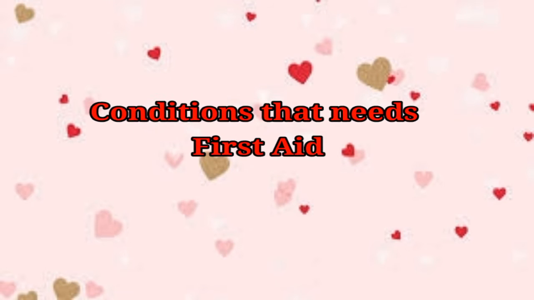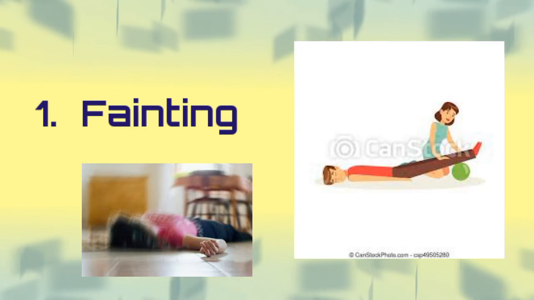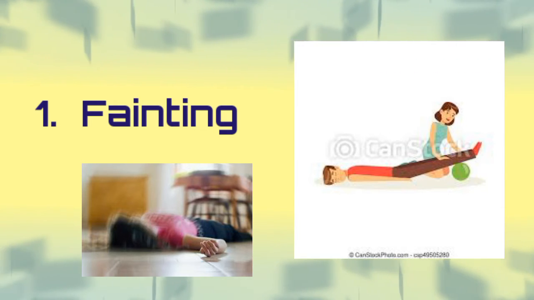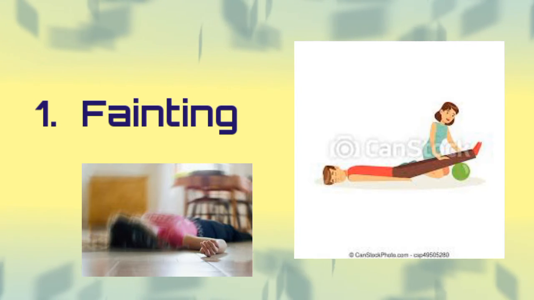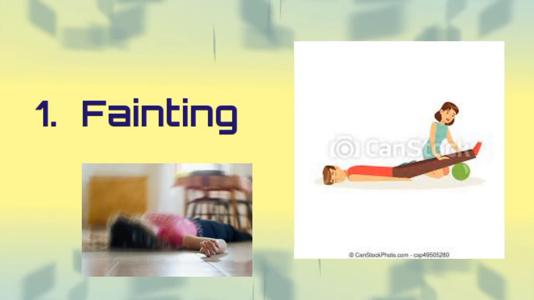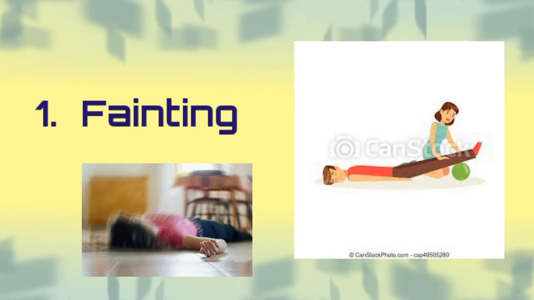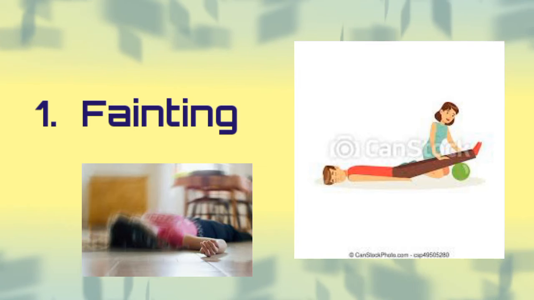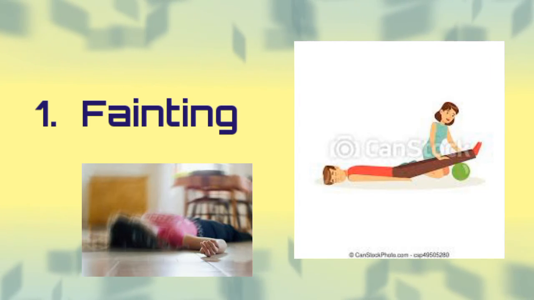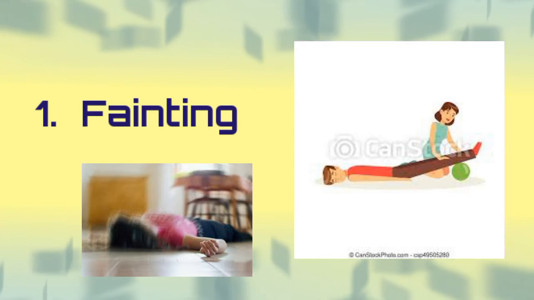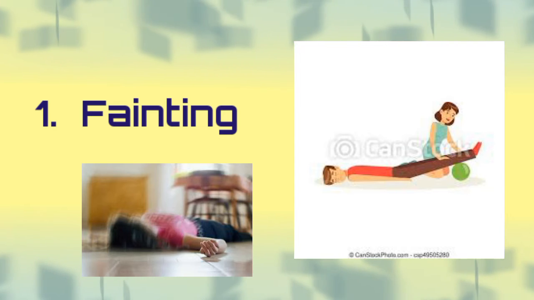The first one we have here is fainting. Fainting occurs when the person loses consciousness all of a sudden. Now what do you do? You position the person on his or her back, then raise the person's leg above the heart level, then make sure you do not get the person up very quickly so that the person does not faint again. Then after that, you check the person's breathing. Now if the person is breathing, then you call the doctor or take the person to the hospital.